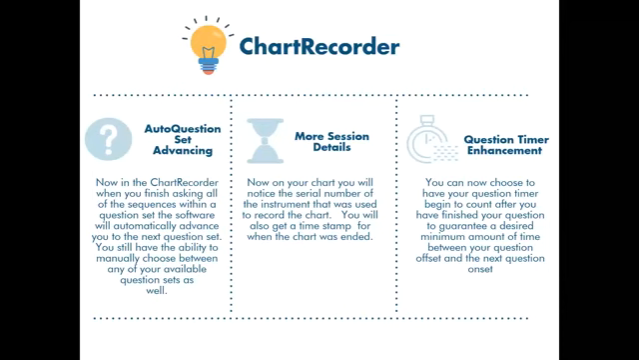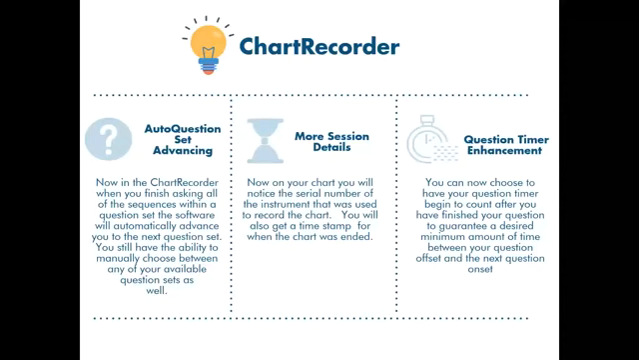So we've added some additional details to your chart. Now we've added the serial number of the instrument that was used, and you'll also get a timestamp when the chart was ended. That means you'll get the exact time when you started, the exact time when you ended, as well as the serial number of the instrument you were using.